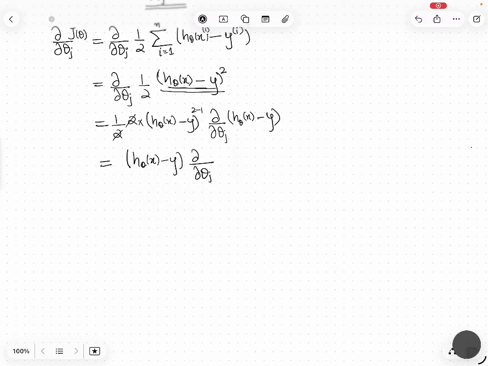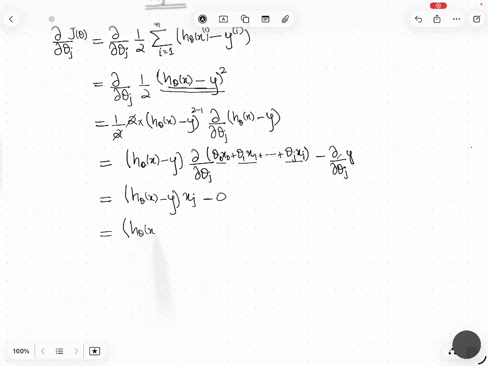We can write h theta of x as theta naught x naught plus theta 1 x1 plus so on up to theta j xj, depending on the number of features, where j is the jth feature, and minus the partial derivative of y with respect to theta j, which is equal to 0. So now we get h theta of x minus y. As you can see, the partial derivative of all these terms, theta naught x naught, theta 1 x1, will be equal to 0 except the term theta j xj, which will be equal to xj minus 0. So it is equal to h theta of x minus y times xj. This is the derivative for a single training example.